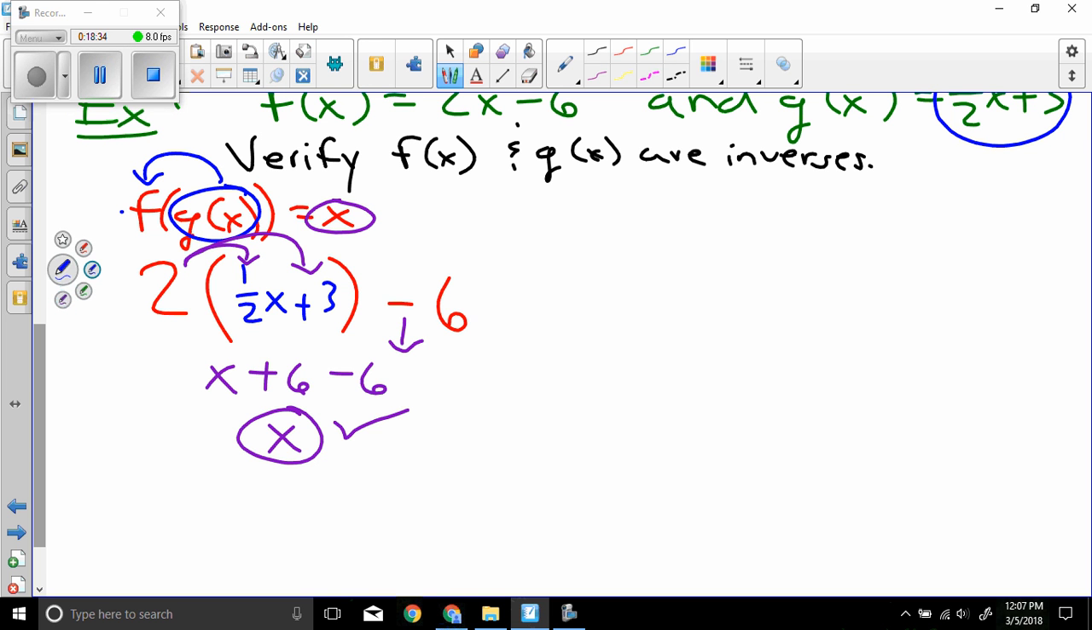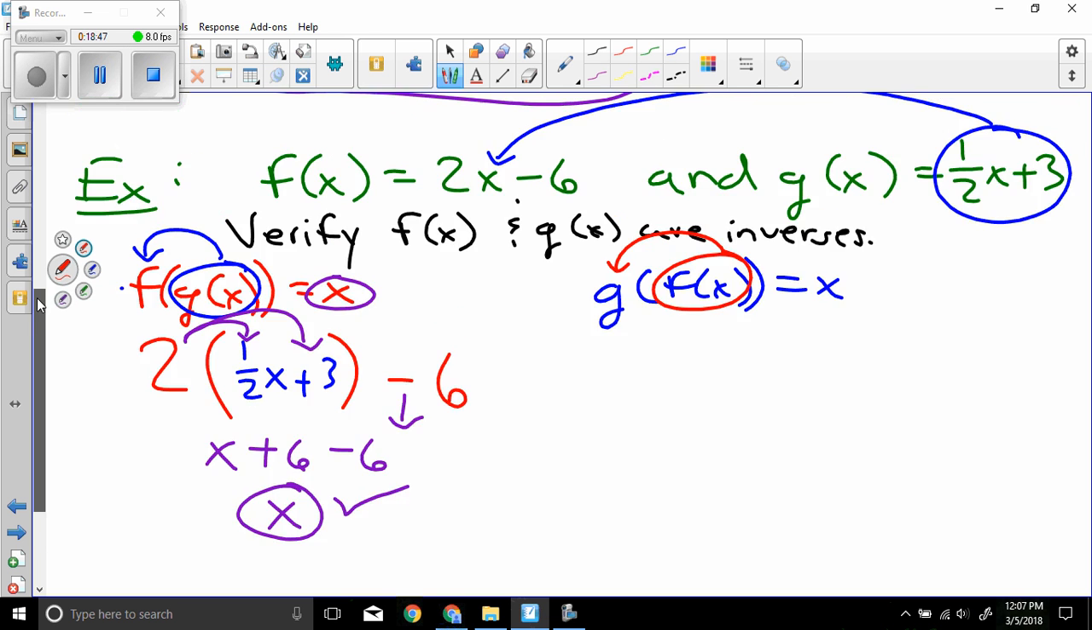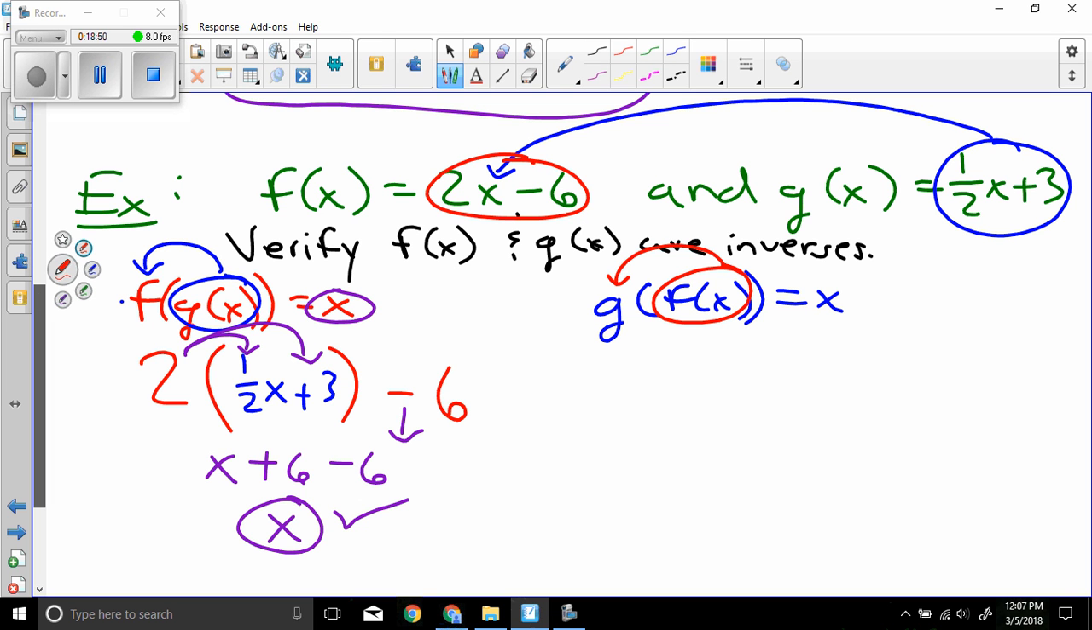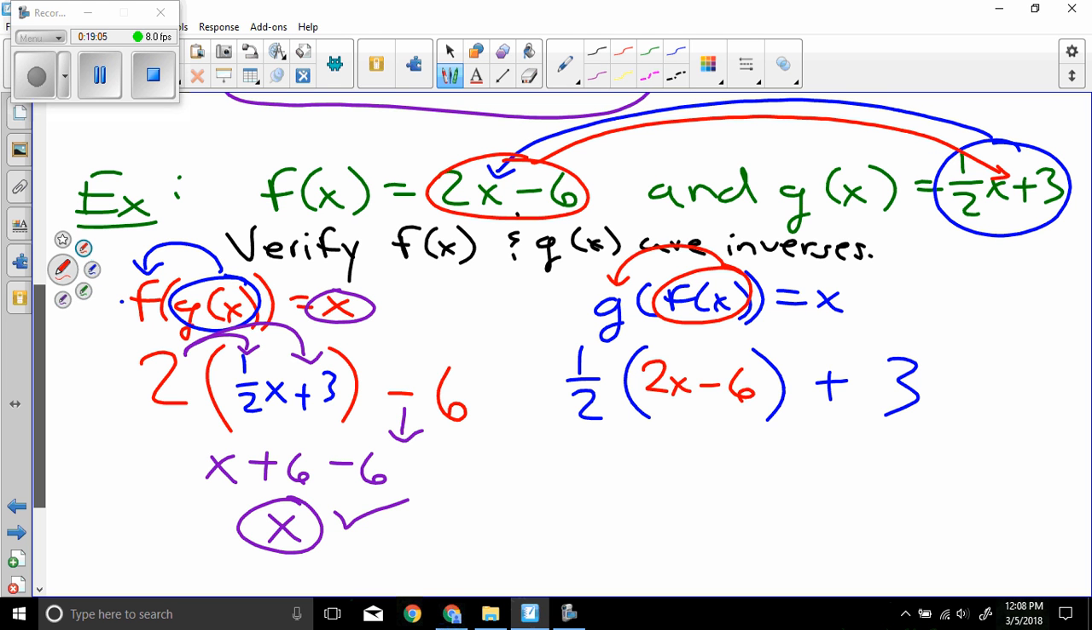Now, if it worked out there, I can't just say that they're good to go. I have to check the other side. Other side is g of f of x equals x as well. Well, in this case, I'm going to take f of x and plug it into g. f of x is this guy right here, and I'm plugging it into g right here. So let's see how this is going to be written. Well, g was 1/2 times something plus 3. What's the something? Well, the something is the 2x minus 6.